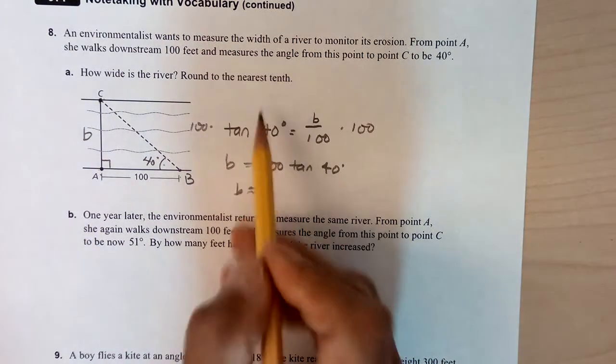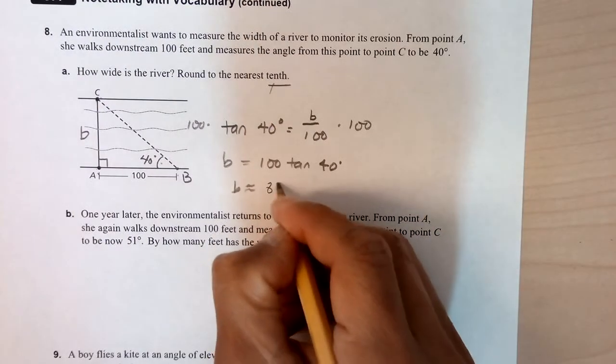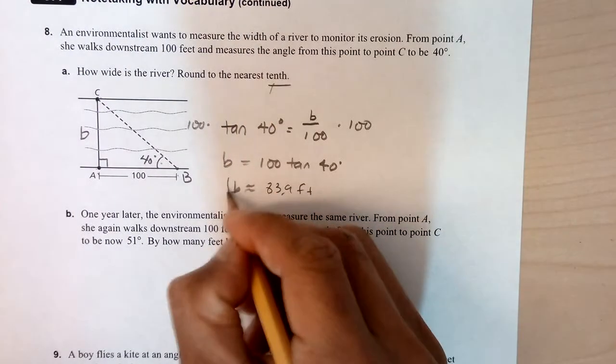You want to round to the nearest tenth. That's what the direction said. So 100 times the tangent of 40. Again, make sure that your calculator is in degree mode. It's about 83.9 feet if you're rounding it to the nearest tenth.